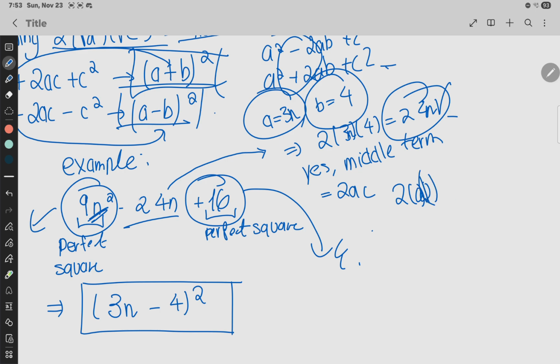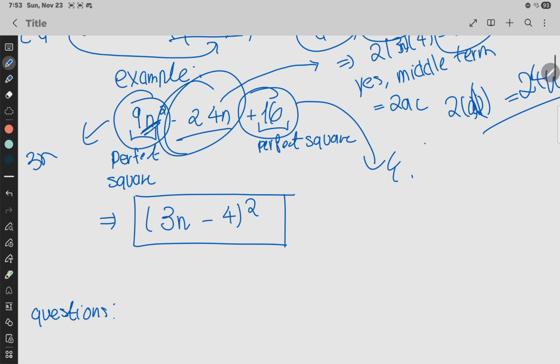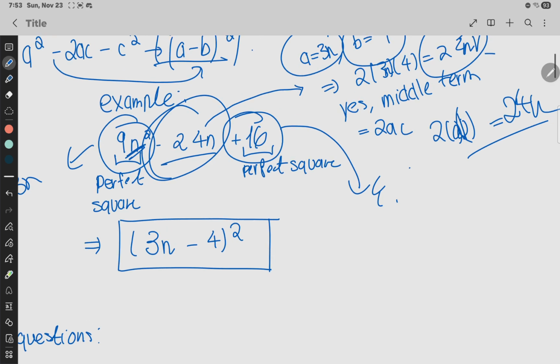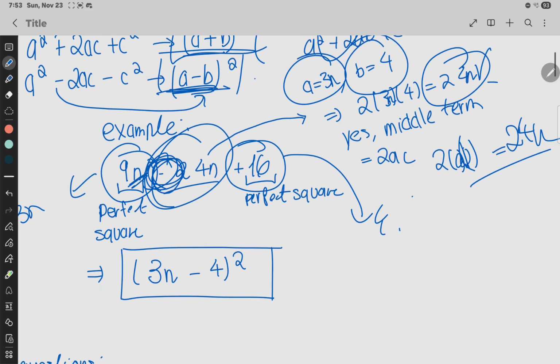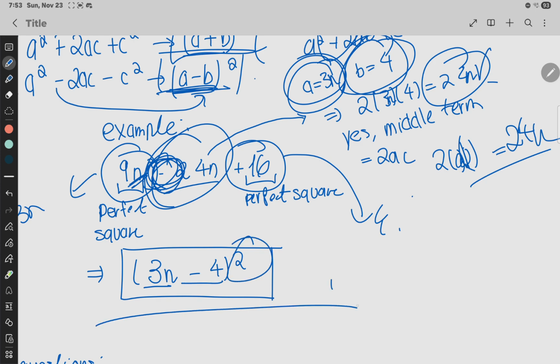Okay, you plug in 2ab. Does it equal the middle term? Yes, it does. So yes, it is a perfect square trinomial. It passes the test. Okay, and now we just plug it into the formula. So now it's a negative, right? It's a squared minus 2ab plus b squared. So we just use this one, a minus b all squared. So a is, again, 3n, and b is 4. So a minus b all squared. This is your final answer.